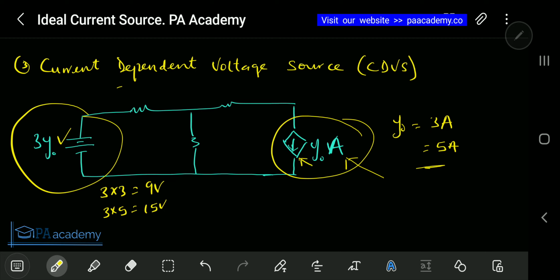All of these dependent sources that we are talking about, you find them a lot when you are dealing with circuit theory, or generally when you come across circuits, you see them a lot.